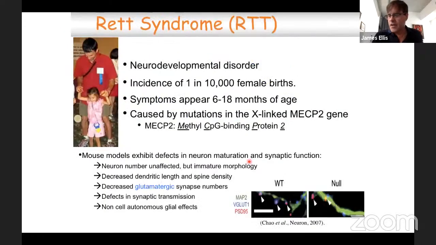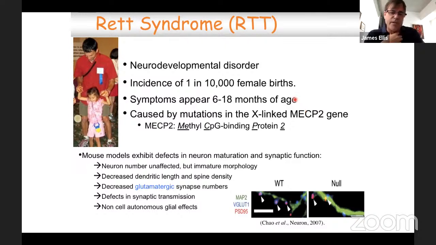All right, so I'll change topics to Rett syndrome. It's another neurodevelopmental disorder that affects girls. It affects girls because the mutations are in the MECP2 gene, which is on the X chromosome.